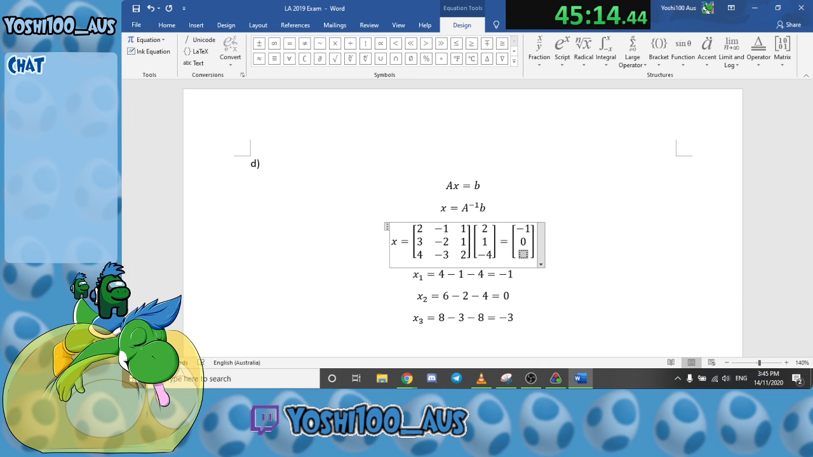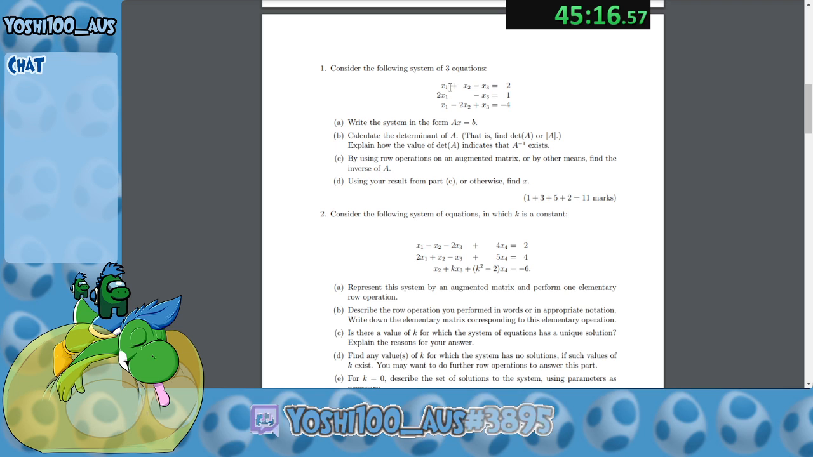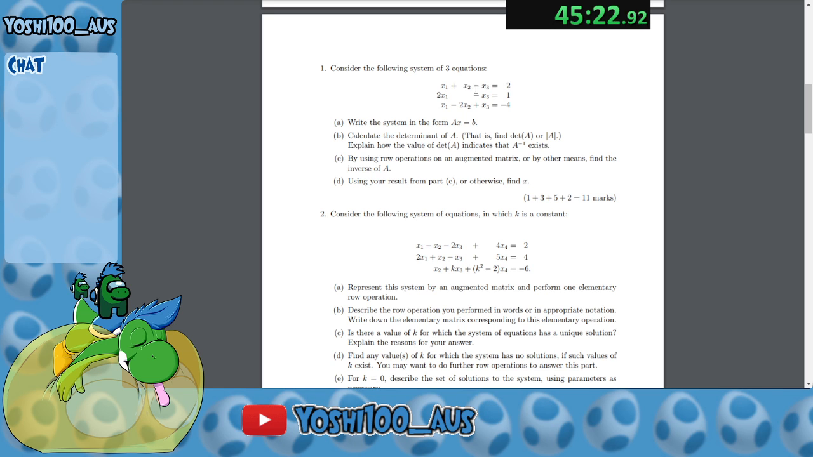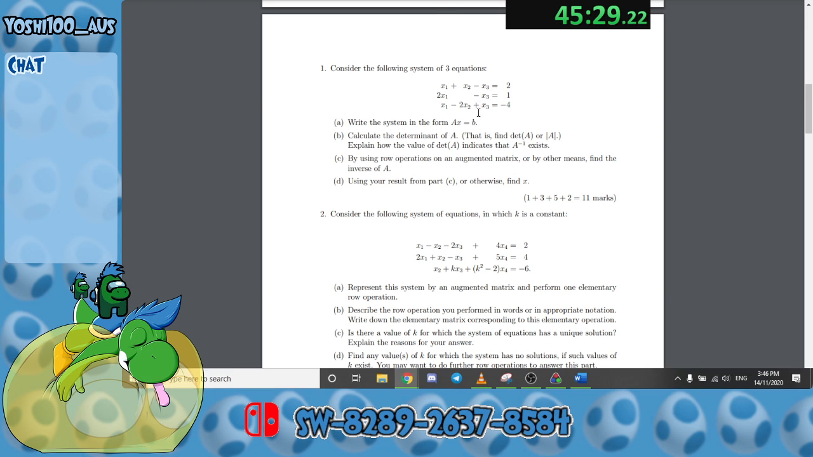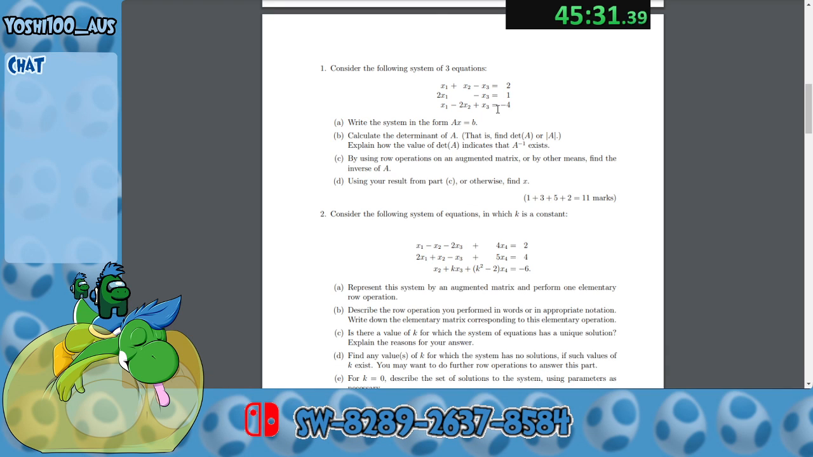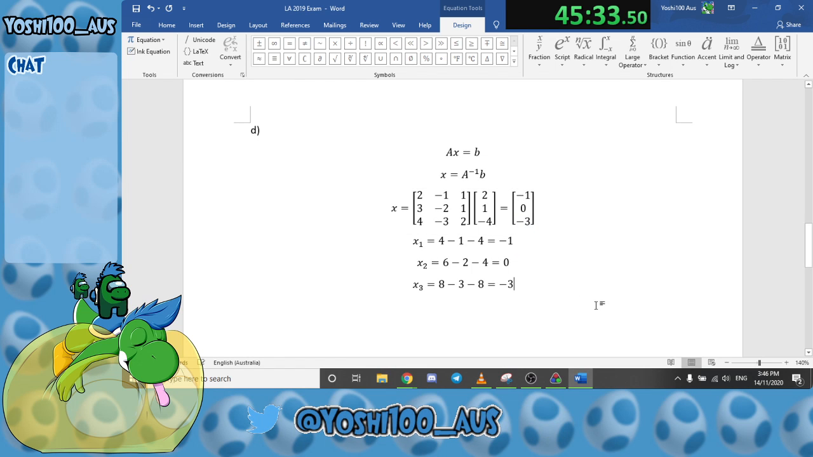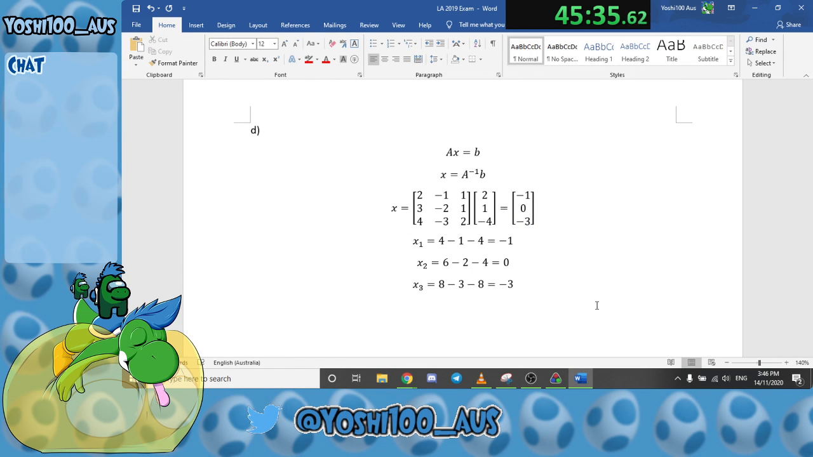And just to check that here, if we get minus 1, 0, minus 3, minus 1 plus 3 is 2, minus 1, minus 2 plus 3 is 1, and minus 1 take 3 is minus 4. So that's correct. Okay, we got the values for x correct. Nice. Awesome. Good stuff.